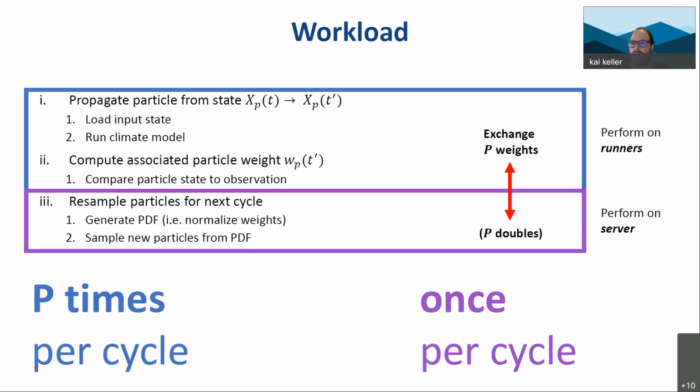The first two tasks will be executed by running the climate model on the runners that Sebastian introduced before. The third task is performed on the server. The first two tasks, obviously, we have to perform p times, and the third task only one time. And taking into account the assumptions, the third assumption, that for the resampling process we only need the weights, gives one important performance increase here: we only have to circulate the weights in the system, so only an array of floats between the runners and the server.